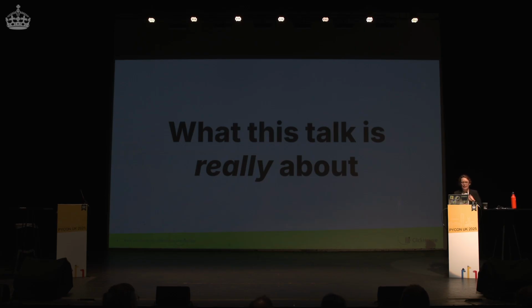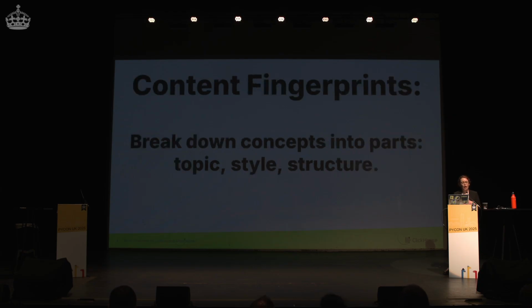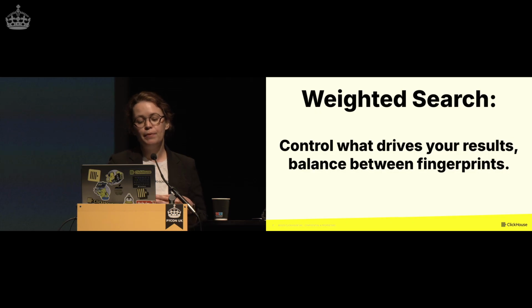So, what is this talk really about? Let's go on a fun and silly adventure into vector search through the lens of Jane Austen's novels. Vector Search 101, we're going to talk about searching by concepts, not just words. We're going to talk about creating content fingerprints, breaking down those concepts into parts by topic, style, structure. And of course, we are going to do some weighted search, which means you will be able to control what drives your results and balance between those fingerprints that you created.